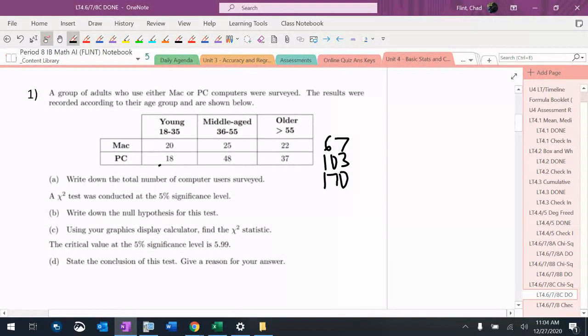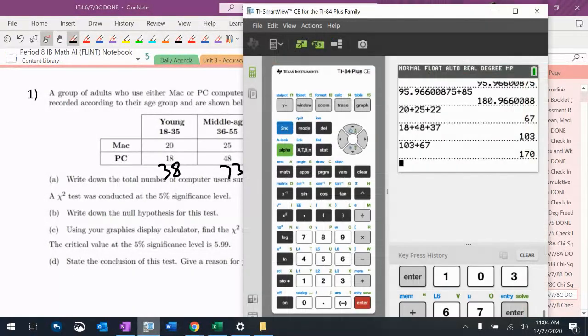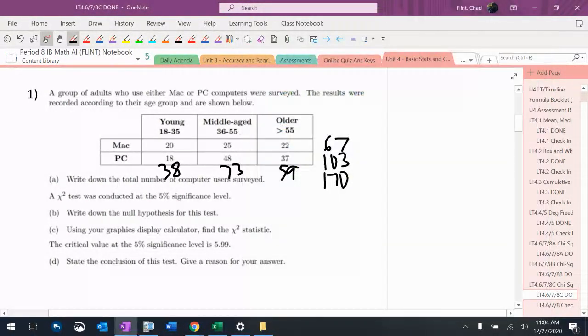I also need to add these up. That's 38. That's 60, 73. And that's 49, 59. Okay, and I would double check those. So 38, 73, and 59. 38 plus 73 plus 59 is 170. So I should be good there.